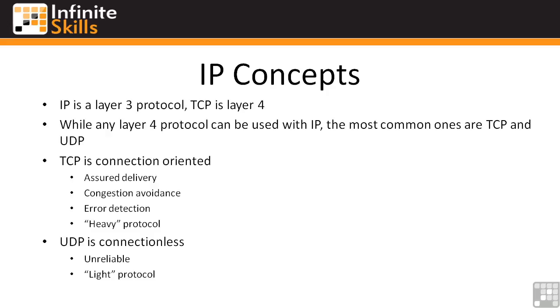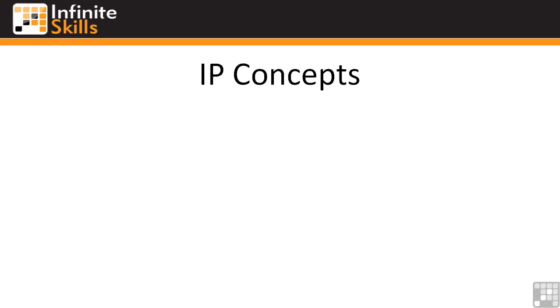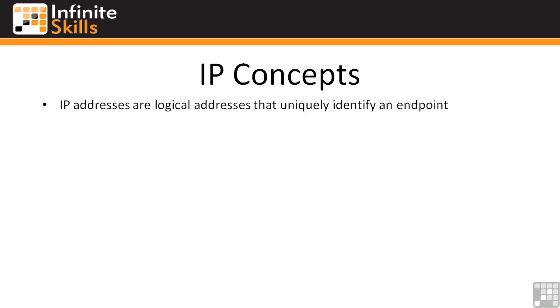So let's move on and talk about one of the most basic concepts with IP, and that is the IP address. IP addresses are logical addresses that uniquely identify an endpoint. And you recall when we talked about the OSI model that the layer 3 addresses are logical, meaning that you can have an IP address and you can assign it to an Ethernet workstation or a token ring workstation or a workstation running frame relay or a WAN protocol. Doesn't matter because IP addresses are logical.